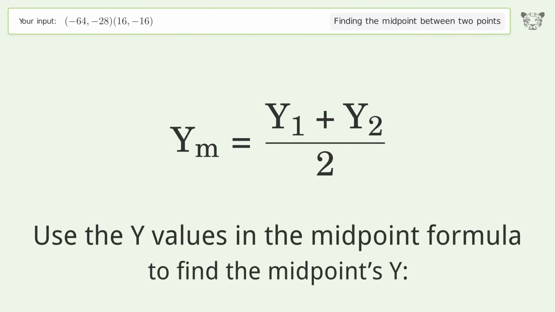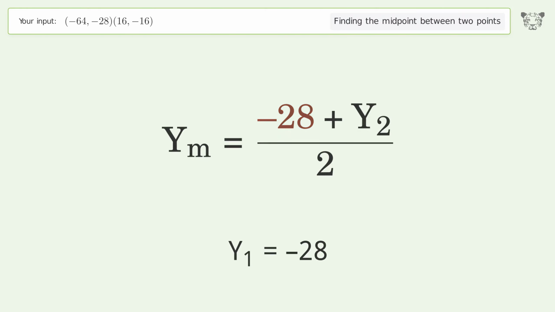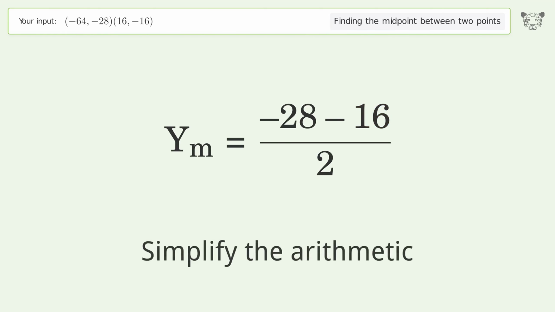Use the y values in the midpoint formula to find the midpoint's y. y1 equals -28. y2 equals -16. Simplify the arithmetic.